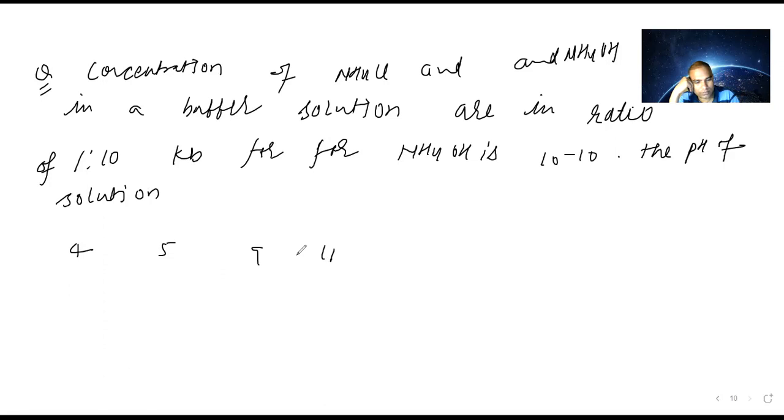So pOH will be, so Kb is 10 to the negative 10, which means that the pKb is 10, plus log of NH4OH divided by NH4Cl, which is going to give me negative 1. So this is going to be 9, so the answer is 5. Yes, thank you. Correct one.